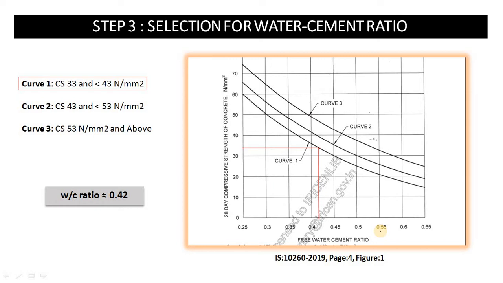So in our case the compressive strength is M30, so we can use curve number 1, which is for compressive strength 33 and less than 43 Newton per mm square.